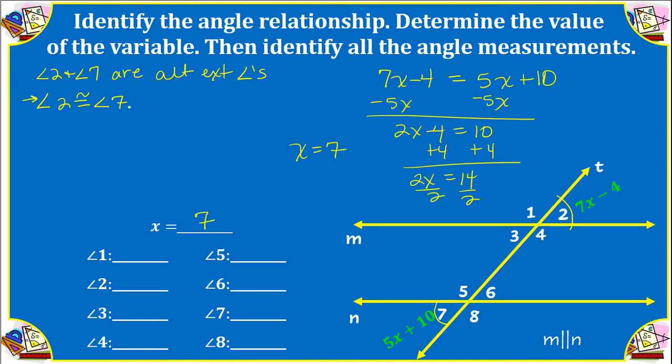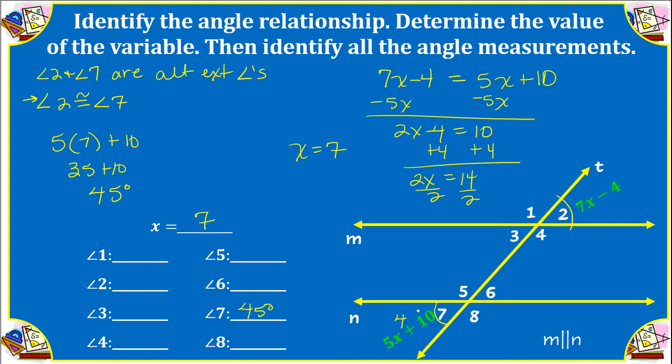Now, since angle 2 and 7 are both congruent, I can use either expression to plug in 7 for x. So I'm just going to take angle 7. So angle 7 is 5 times x, which is the value of 7, plus 10. So that gives me 35 plus 10. So that gives me 45. So this is 45 degrees, and that was angle 7.